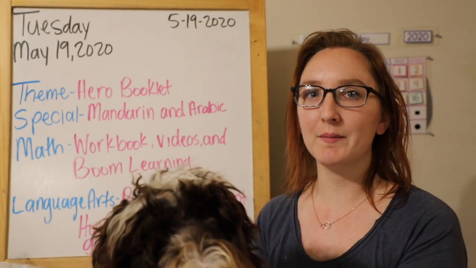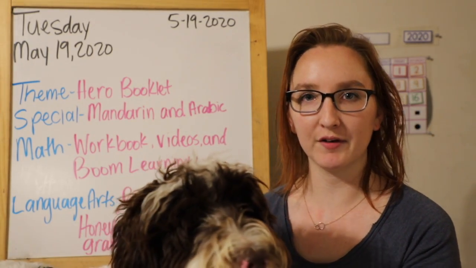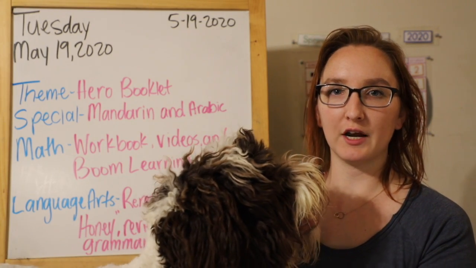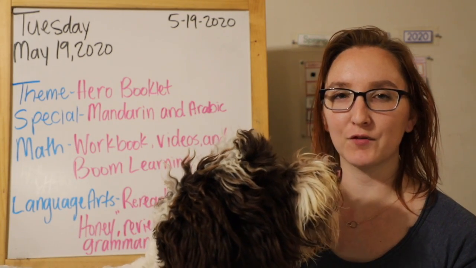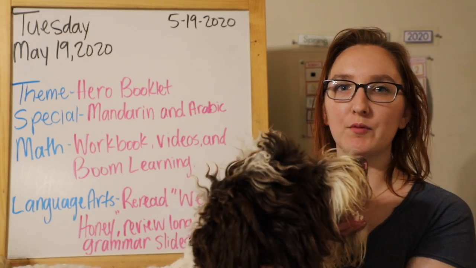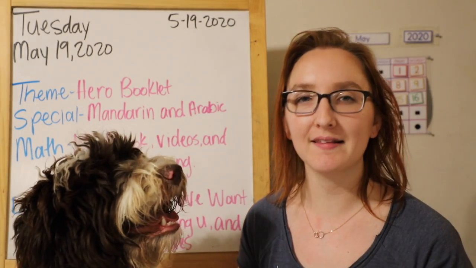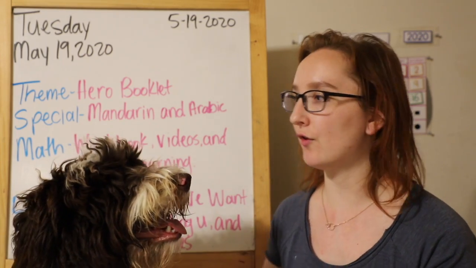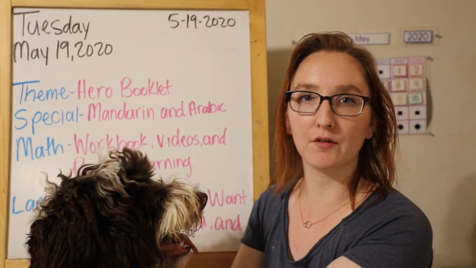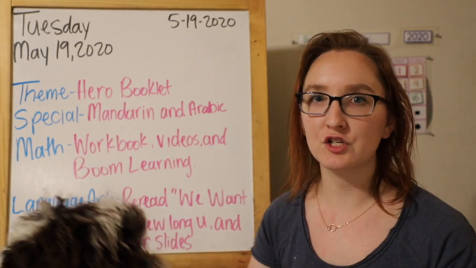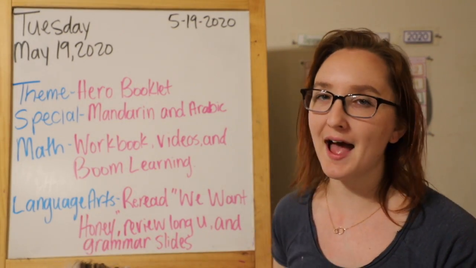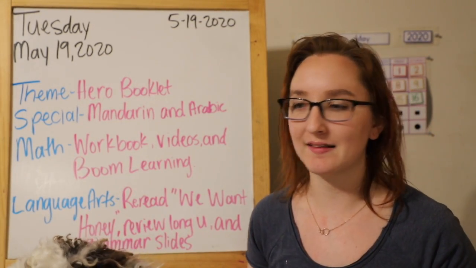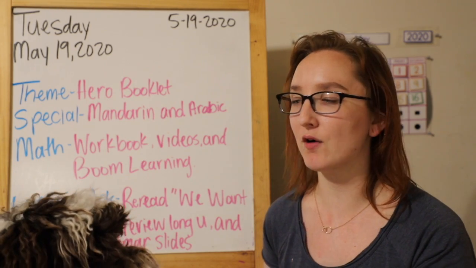And then I also want to make sure that you guys are working on your grammar slides. We're going over irregular past tense verbs. So most of the time when we use our past tense verb, we'll use that ed at the end. So I like to take Max on walks. I just walked Max. Walked is a past tense verb. That means I've already walked him.